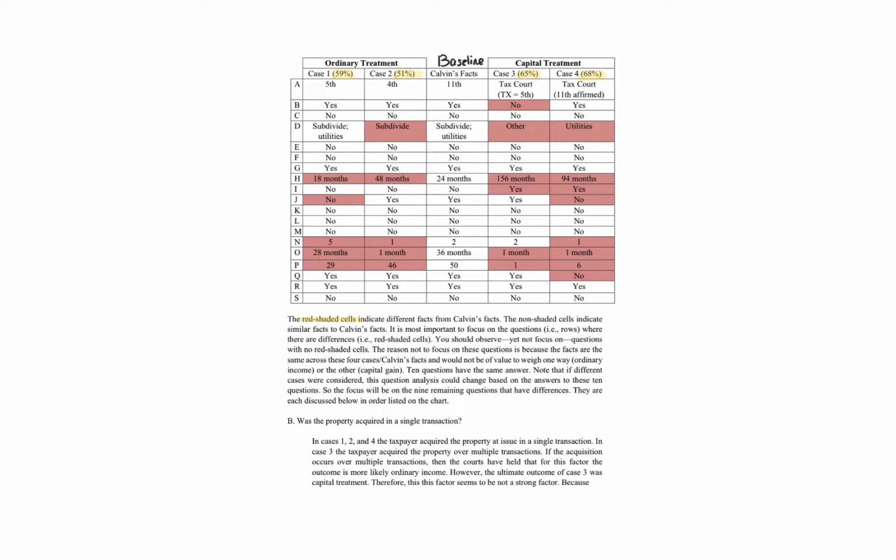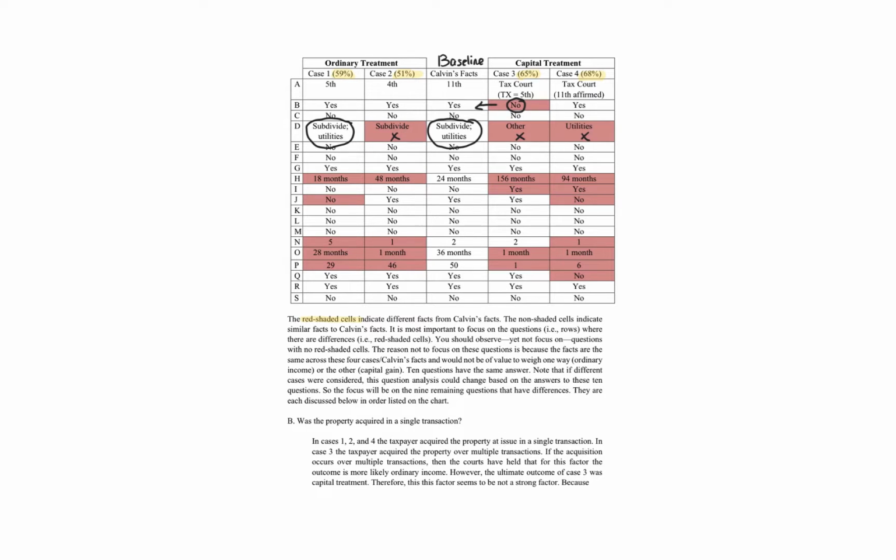So all the same. And then, for example, question C. Everything is no. But look at B. Everything is yes except for case 3. There's a no here, so that's where we're using this. If that case had a difference from Calvin's, then that cell is shaded red for that reason. So we have subdivided utilities. This is the only one with the same. The other two don't have both, so it's red.